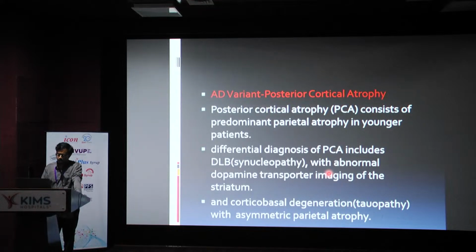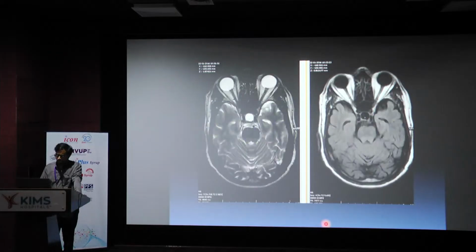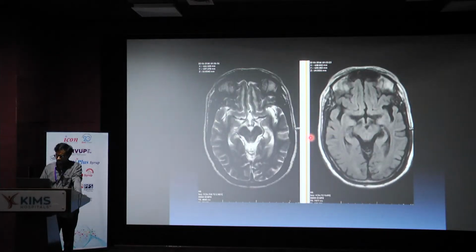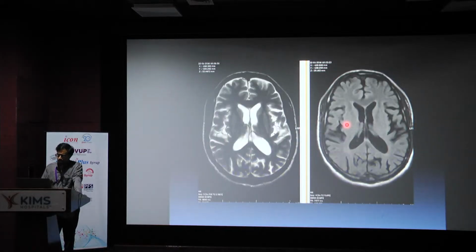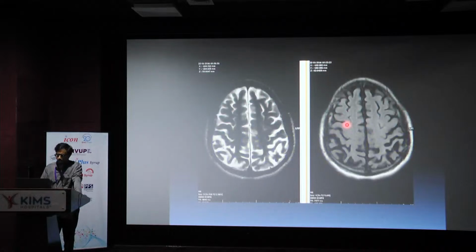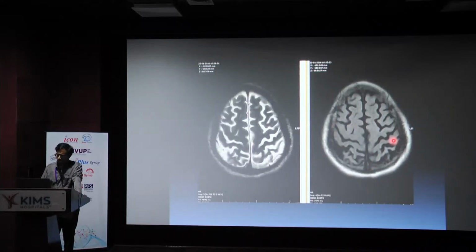Then, as the previous speakers have spoken, in the posterior cortical atrophy variant we tend to see more of a parietal atrophy, and we differentiate it from 2 other things where there is a predominantly posterior atrophy, DLB, and corticobasal degeneration, where there is an asymmetrical atrophy. We scroll through T2 and FLAIR images. There is not a significant medial temporal lobe atrophy. As we go superiorly, we see more of a parietal lobe atrophy.